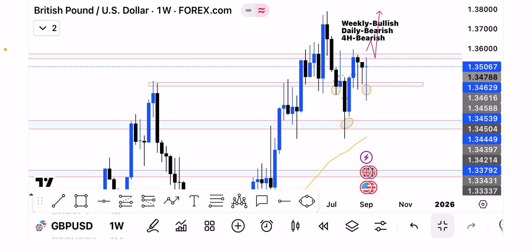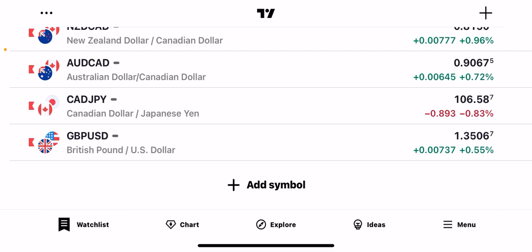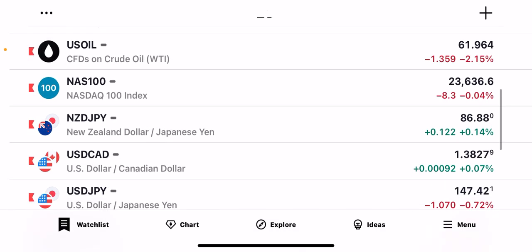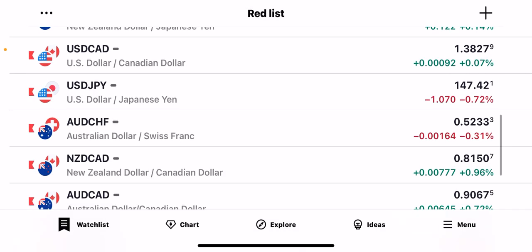Weekly, daily, and 4-hour is where I identify the trend. Then 1 hour, 30 minutes, 15 minutes is where I look for my entry. So moving on, these are the pairs I'll be analyzing for the week, the forex pairs for the week.